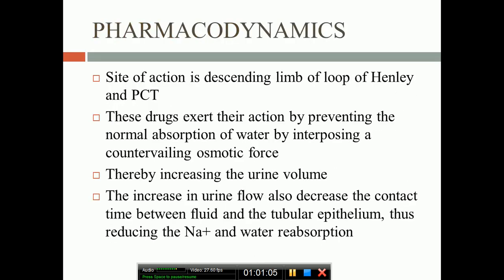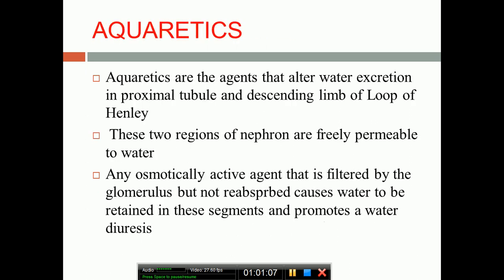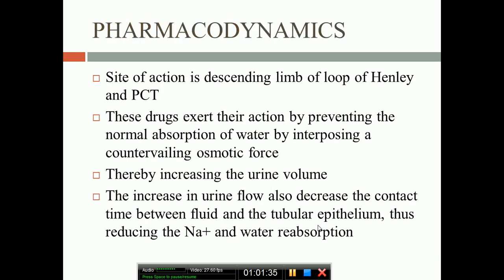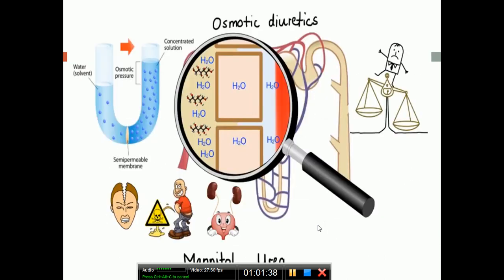So these drugs alter the water excretion in the proximal tubule and descending limb of the loop of Henle. That's already discussed. Any osmotically active agent that is filtered by the glomerulus but not reabsorbed causes water to be retained in these segments and promotes a water diuresis. So what is the mode of action here?